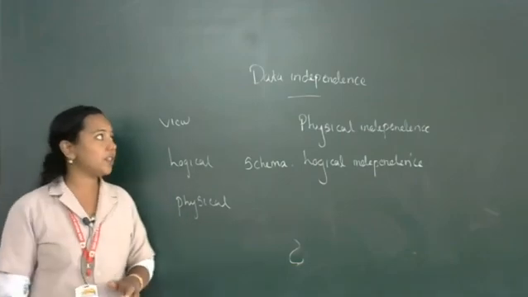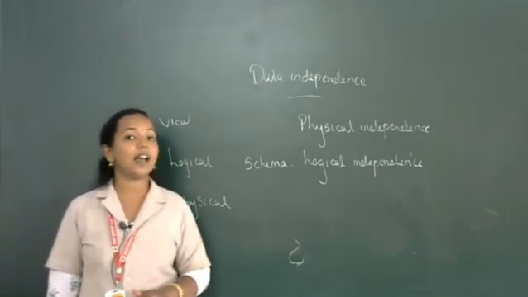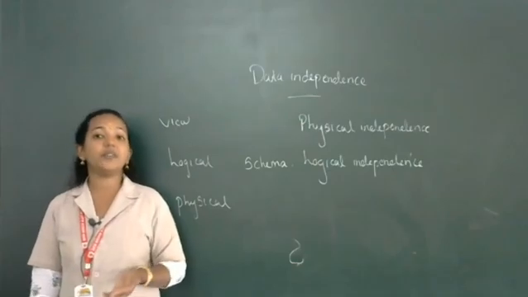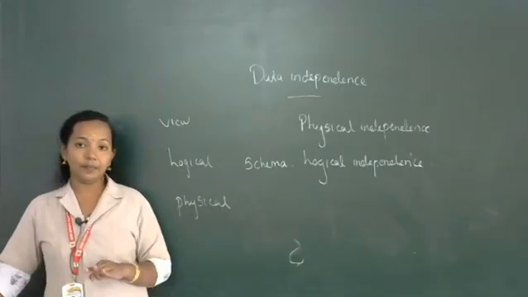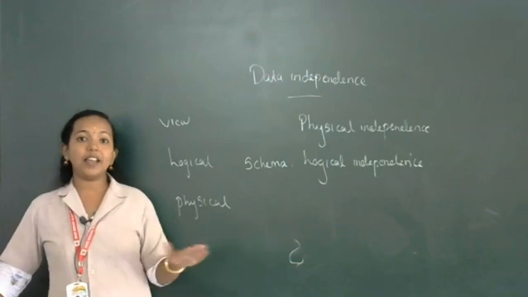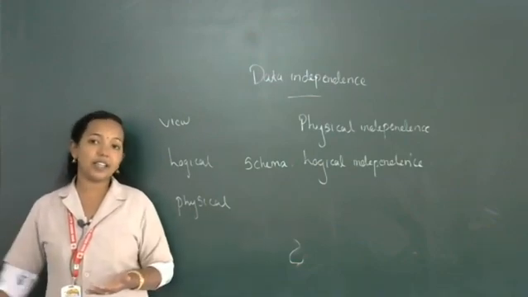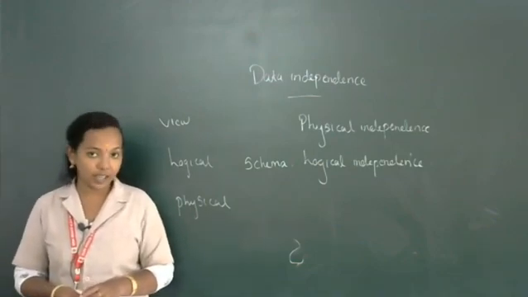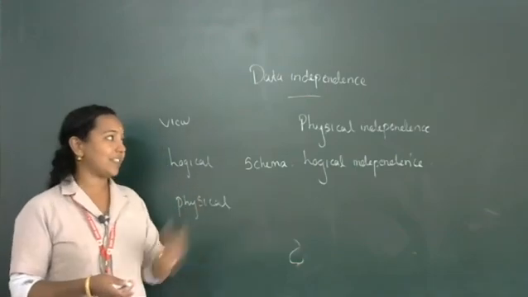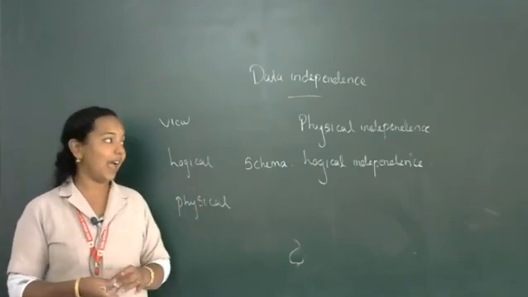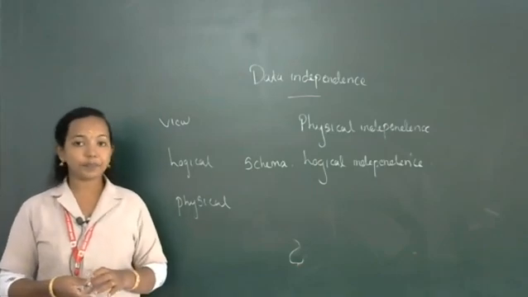Hope you understood data abstraction and data independence. Again, we will revise. What are the different levels of abstraction? Physical level, logical level and view level. Then the definition of data independence: the ability to modify the schema definition without affecting the next higher level. Examples are physical independence and logical independence.